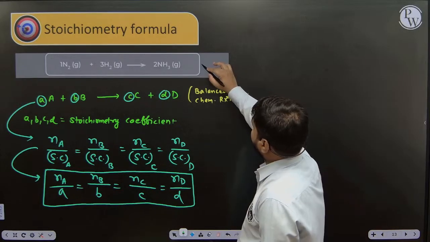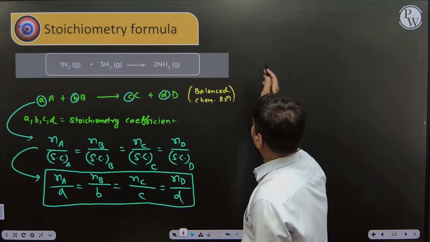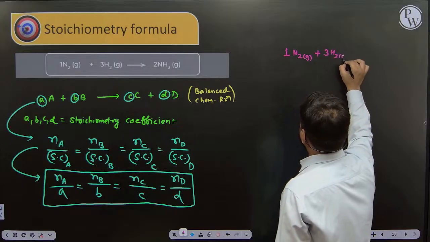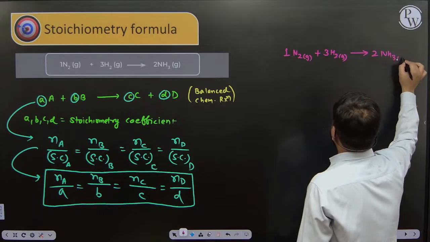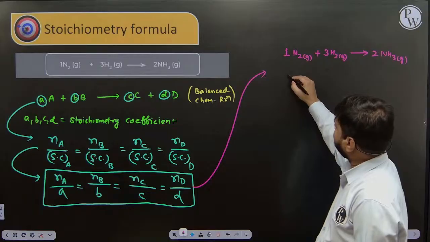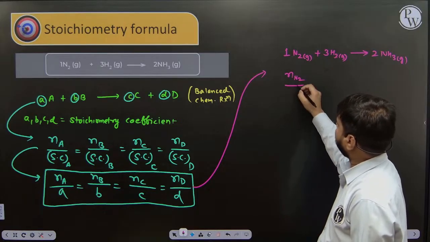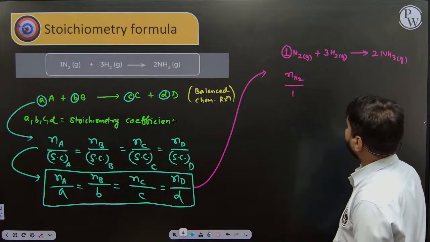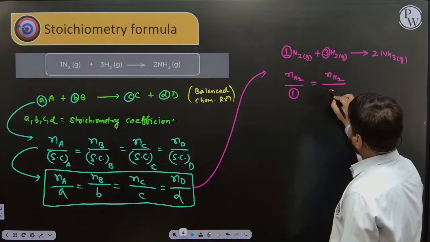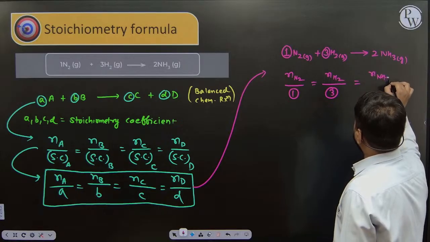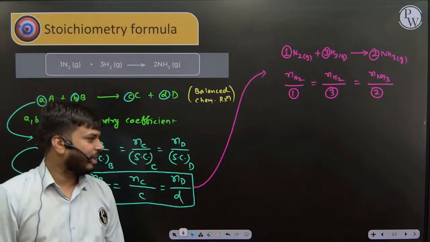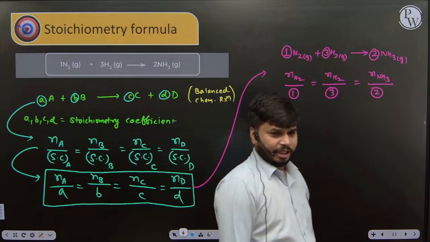Let's apply this to this particular equation. Let me rewrite it: 1 N2 plus 3 H2 gas converting into 2 NH3 gas. For this equation, we can write down the formula like this: moles of N2 divided by stoichiometric coefficient, which is 1, is equal to moles of hydrogen divided by stoichiometric coefficient, which is 3, is equal to moles of ammonia divided by stoichiometric coefficient, which is 2. I hope you understood how we are going to write down the formula, and based upon the formula we can do the question.